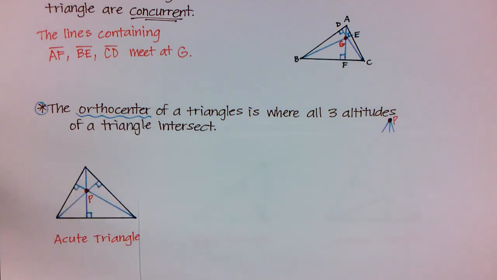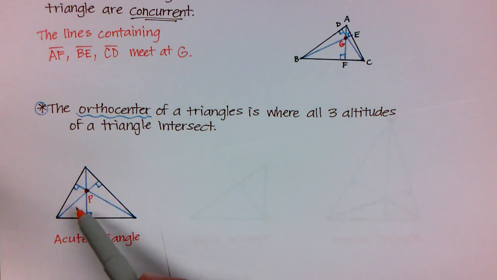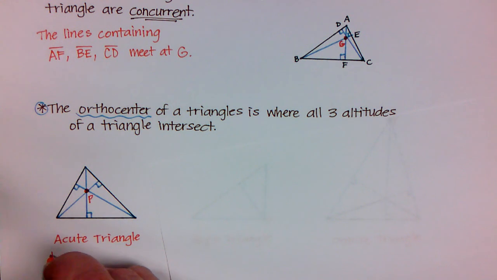So let me show you something right here. This is an acute triangle, and as you can see, when I drew all 3 of the altitudes, where it's coming from a vertex going straight to the opposite side and meeting at 90 degrees, the orthocenter, P in this case, is inside the triangle.